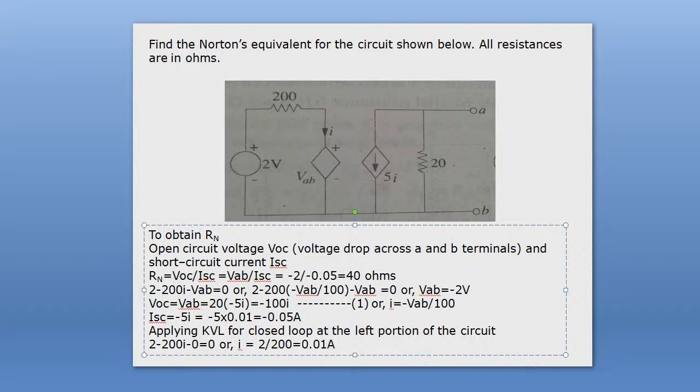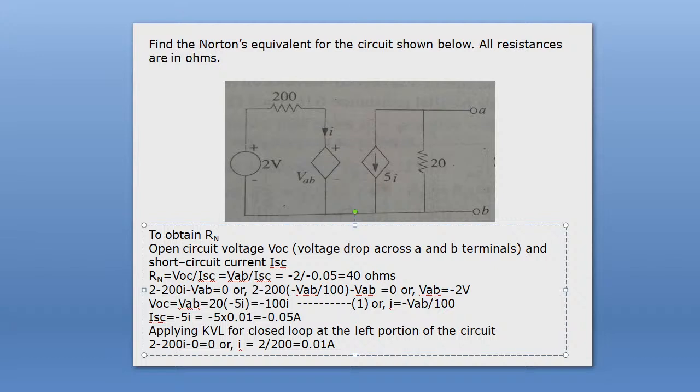Now our objective is to calculate open circuit voltage. So if we apply KVL at the left hand portion of the circuit, when our AB terminals are open, then we can write 2 volt minus 200I minus VAB equal to 0. That means 2 volt, this supply voltage is dropped across 20 ohm resistance and VAB, because this is dependent source. So therefore we can write 2 minus 20I minus VAB.